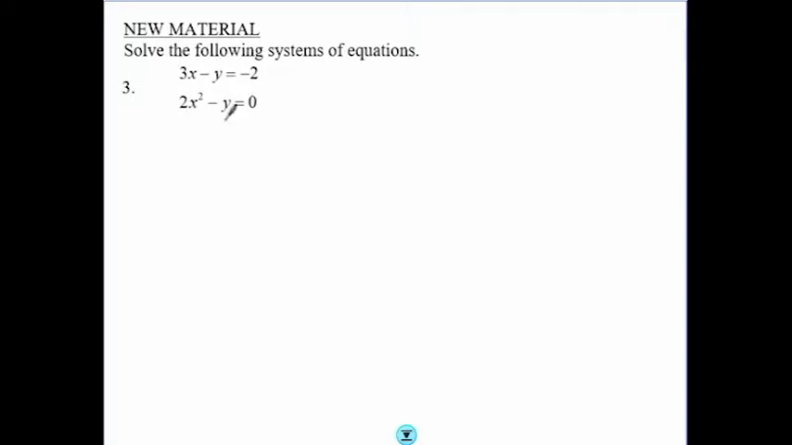So my goal is to make the y terms cancel out, so I'm going to go ahead and multiply the first equation by negative 1. That gives me negative 3x plus y equals 2. And I'm going to leave the second equation alone.